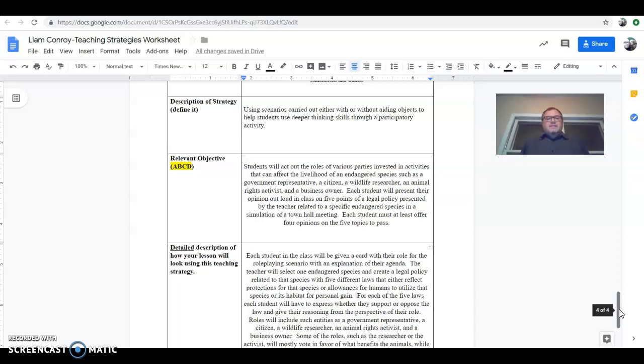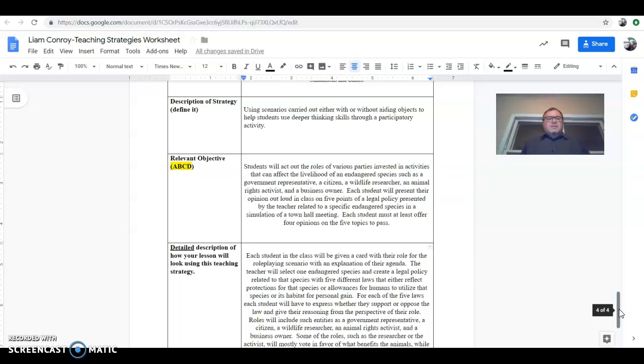The idea is to have students act out different roles of different parties that would be involved in a particular endangered species, whether or not it means trying to preserve it, like an animal rights activist or a wildlife researcher, or someone the animal may come into conflict with in some of the things they're trying to do, like business development, or citizens looking for new places to live, where the housing developments have to be stopped because of these animal habitats being preserved.